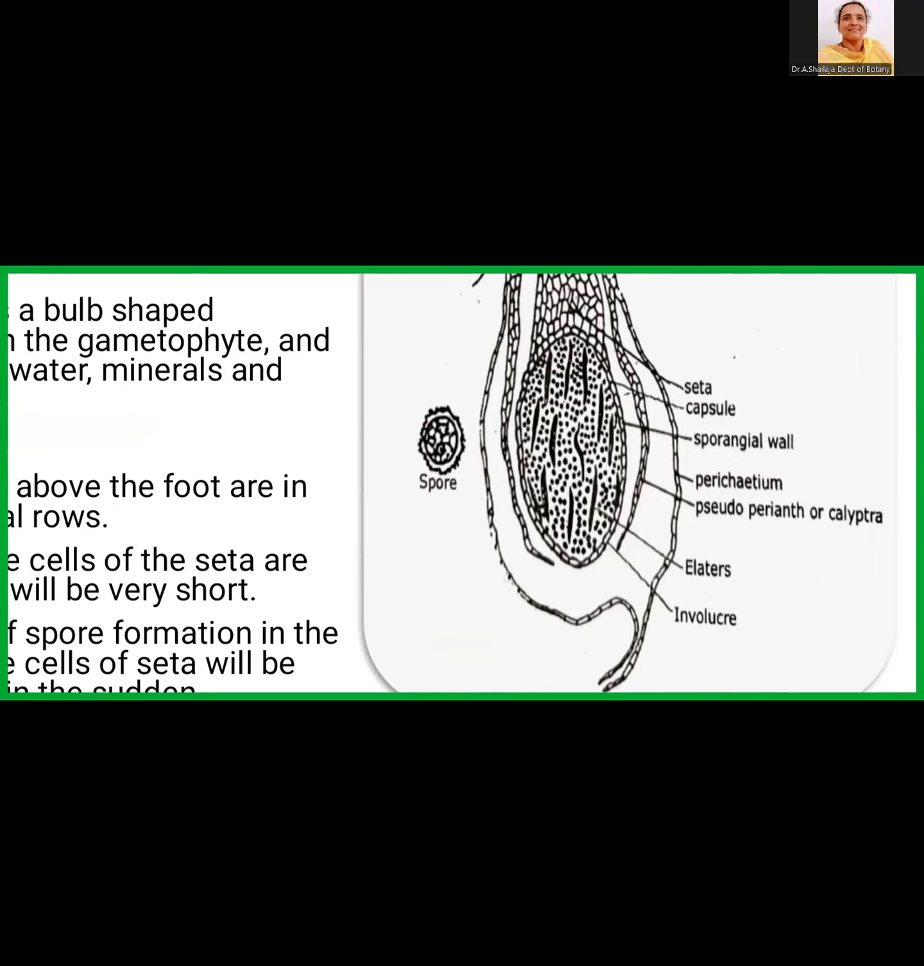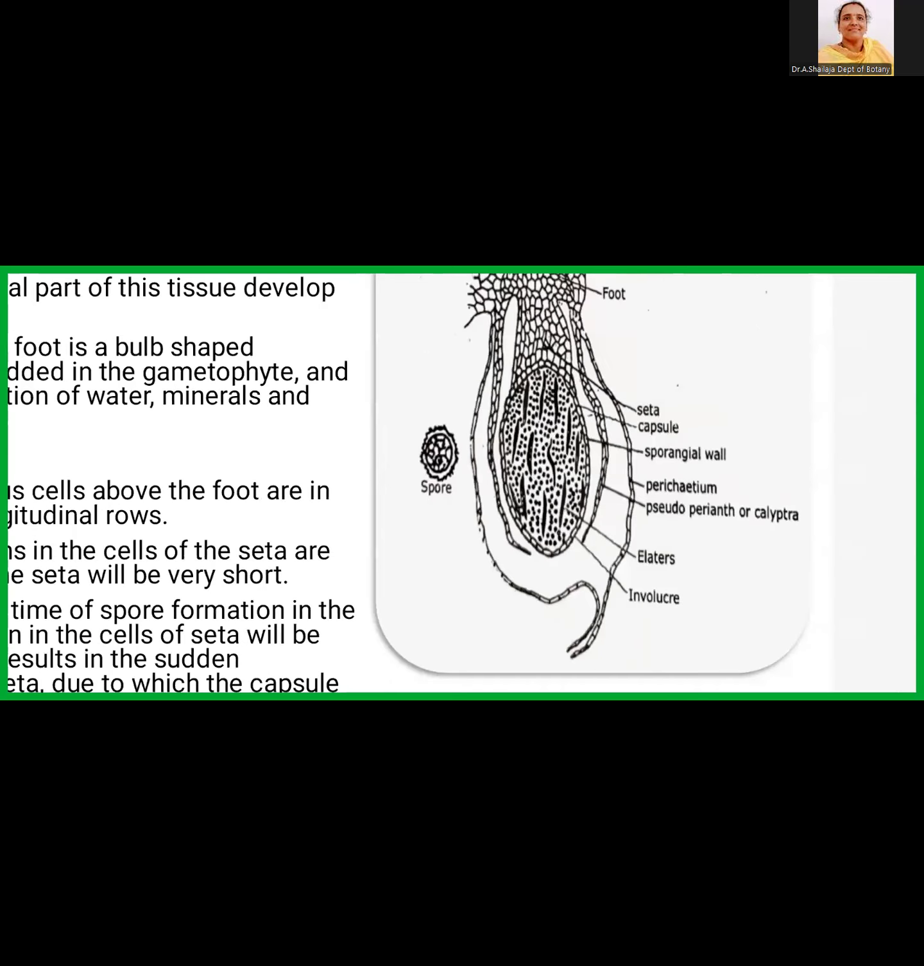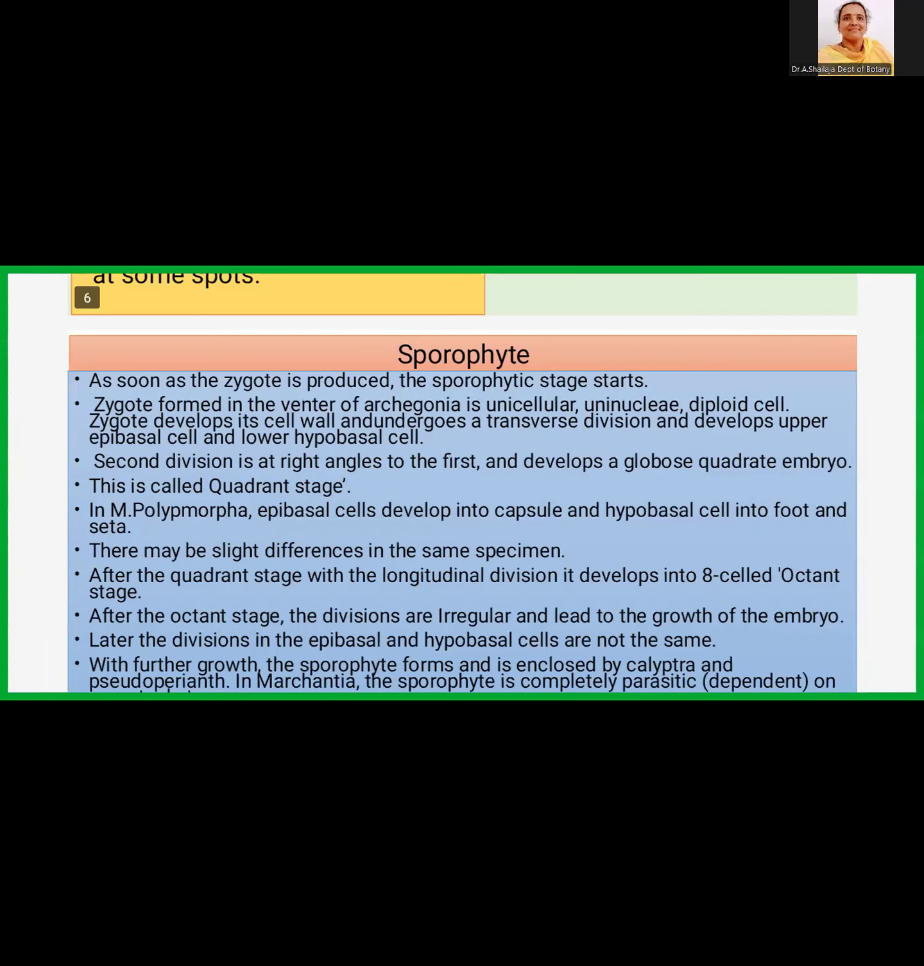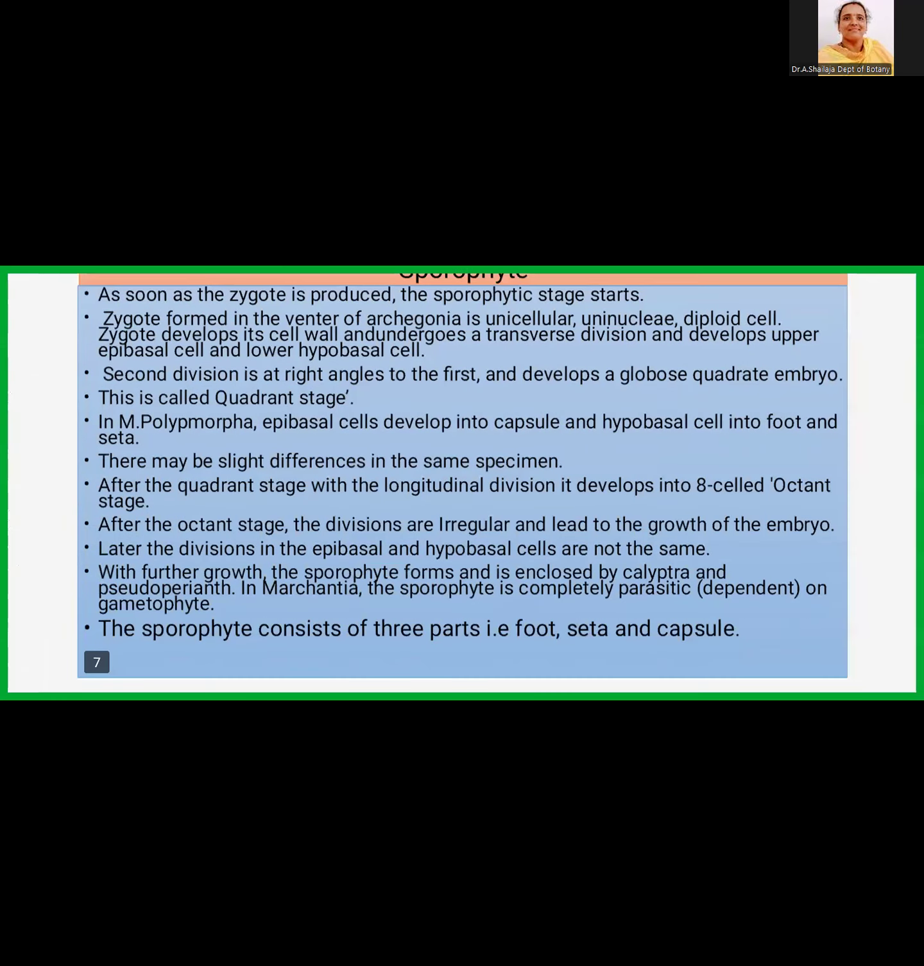The zygote divides into an upper epibasal cell and a lower hypobasal cell. The zygote divides and forms this sporophyte structure. Next, the second division is at right angles to the first and develops a globose quadrate embryo. This is called the quadrant stage.